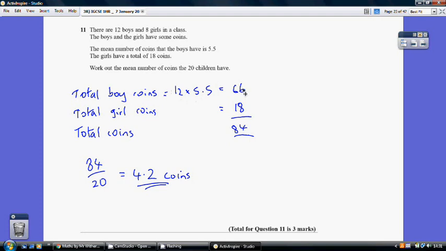So we've got 66 boy coins, and the number of coins that the girls have, we're told, is 18. So the total number of coins is 66 add 18, which is 84. So what's the mean number of coins across the 20 children? Well, we take our total number of coins of 84, divide that by the 20 children to get 4.2 coins.